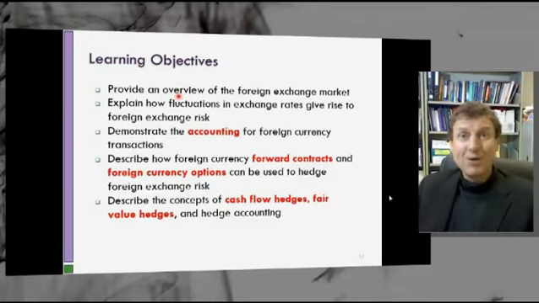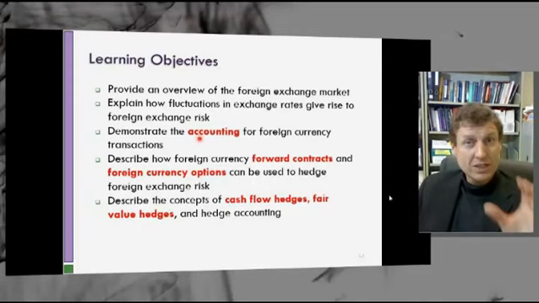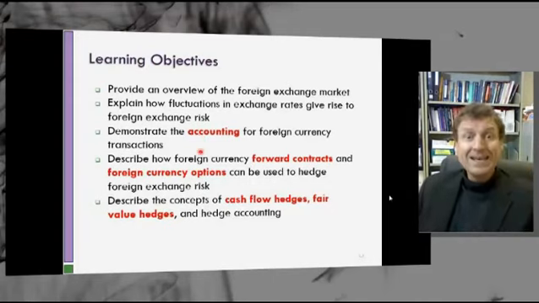And first, we want to provide an overview of the foreign exchange market, very briefly anyway. Explain how fluctuations in foreign exchange rates give rise to foreign exchange risk. Demonstrate the accounting for foreign currency transactions, well, just part of the accounting anyway, and describe how foreign currency forward contracts and foreign currency options can be used to hedge.